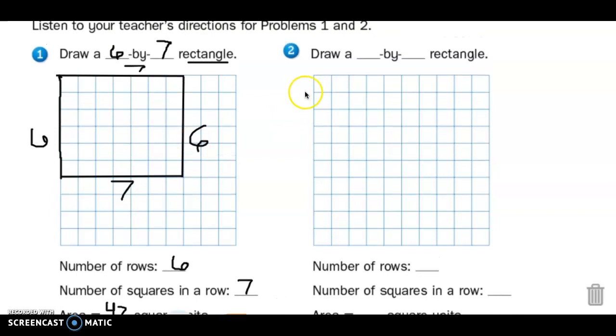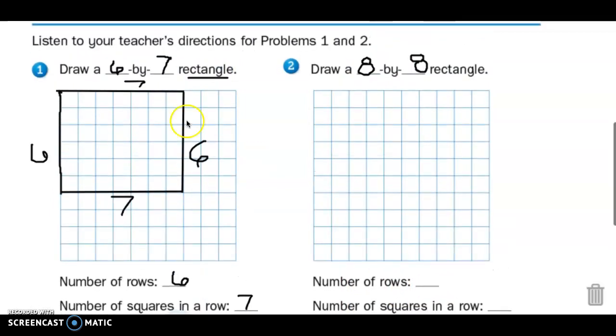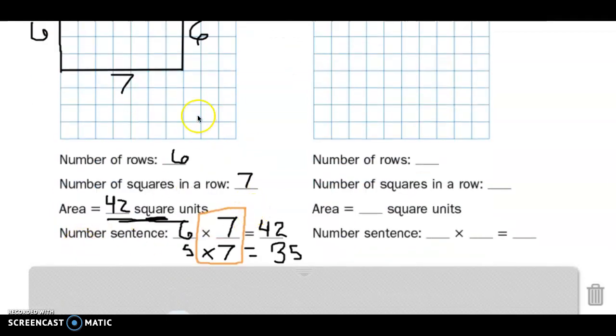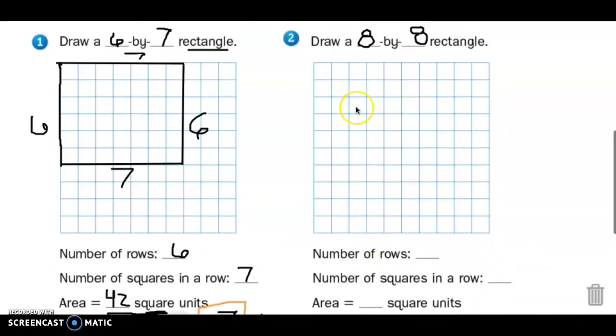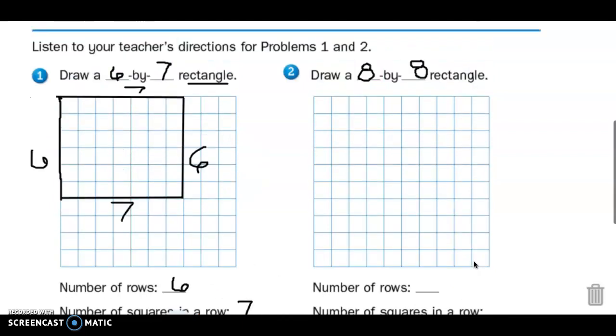Let's say this is an 8 by 8 rectangle. And you should already know what your number sentence is going to be, right? If this was a 6 by 7 rectangle and we multiplied 6 by 7, an 8 by 8 rectangle, what are you going to multiply together? Make sure to draw your rectangle and label each of the sides.